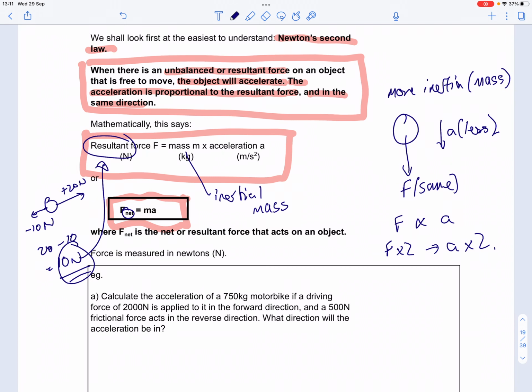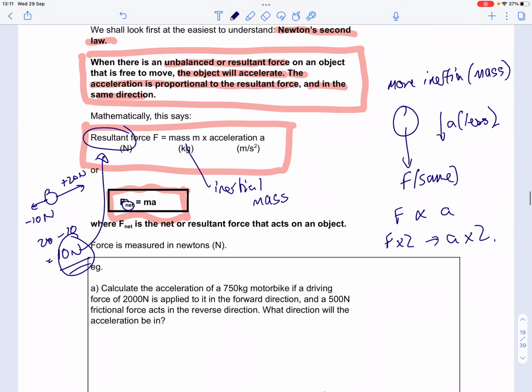So let's just do one quick example of using that equation. It says here, calculate the acceleration. So a is what we want. Calculate the acceleration of a 750 kilogram motorbike. So that's m. If a driving force of 2,000 newtons is applied to it in the forward direction and a 500 newton frictional force acts in the reverse direction, what direction will the acceleration be in.